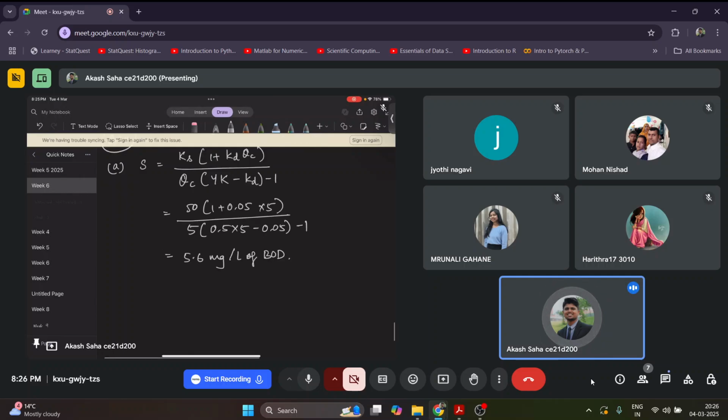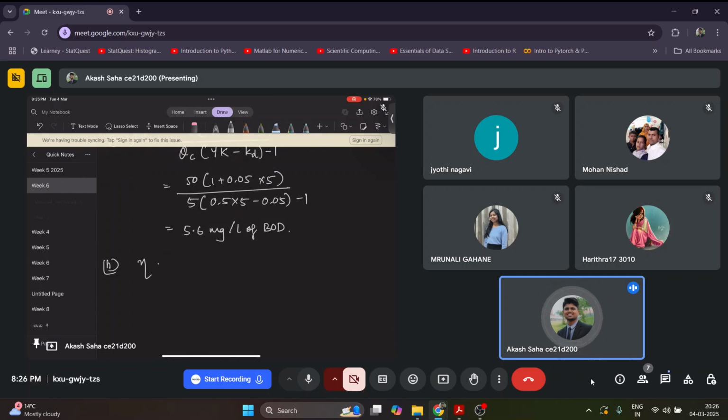Now next is the efficiency. Efficiency is given as (S0 - S) by S0 into 100. So this will be equal to initial was 200, final was 5.6, so (200 - 5.6) by 200 into 100. So we will get it as 97.2%. So this is my efficiency.